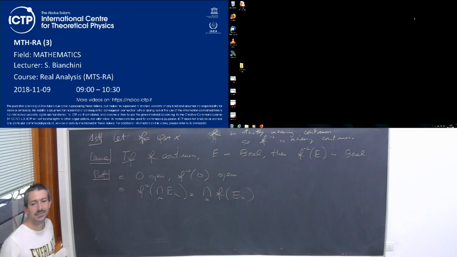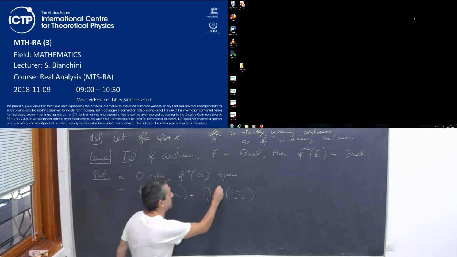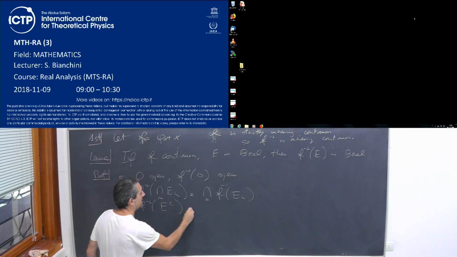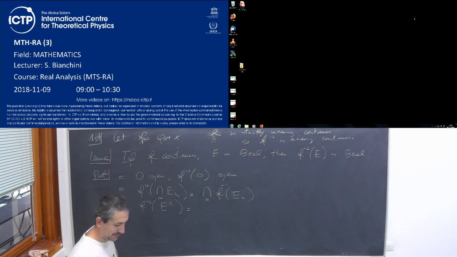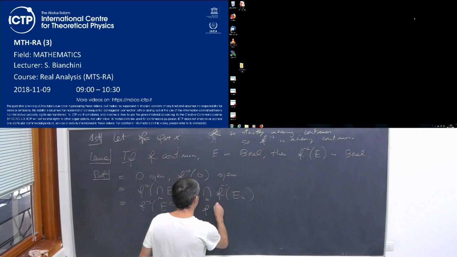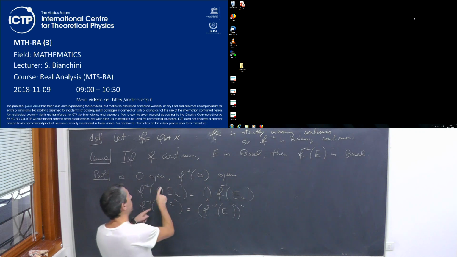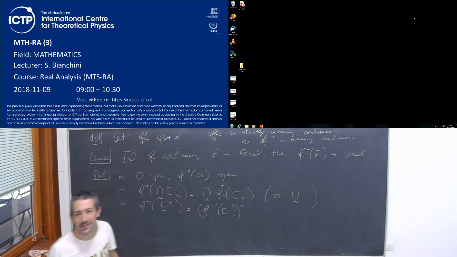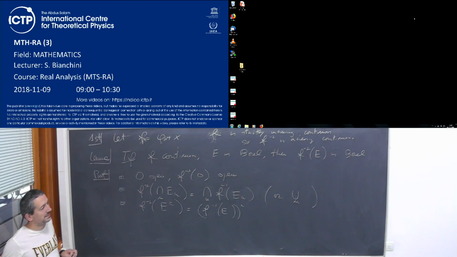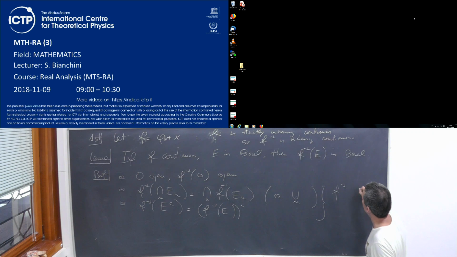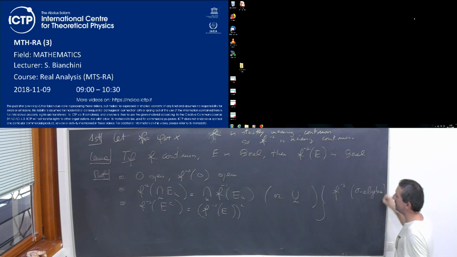And then, the pre-image of everything. And then, f to the minus 1 of the complement is the complement of the pre-image. And here I can take the union, no? Intersection or union, doesn't matter. Then, this says that f to the minus 1 of a sigma algebra is a sigma algebra.